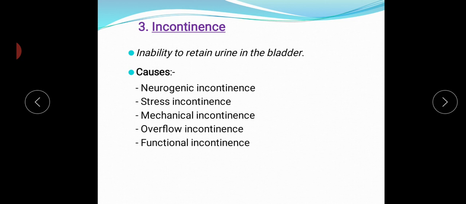The next is incontinence. Incontinence means inability to retain urine in the bladder, that means there will be involuntary excretion of urine. Most often there is dribbling, which we have discussed previously during the micturition portion, where the patient is not able to hold the urine and it will flow. That may be because of various causes like neurogenic, stress incontinence. It may be mechanical, overflow, or functional.